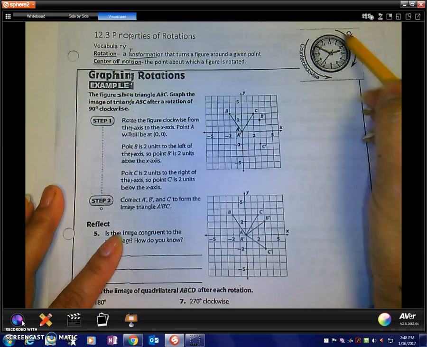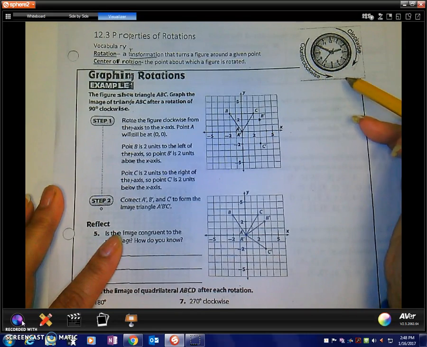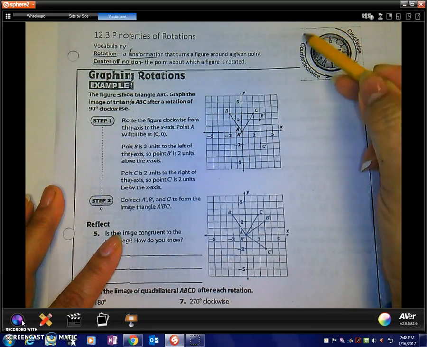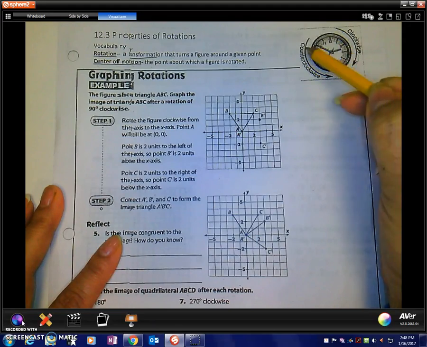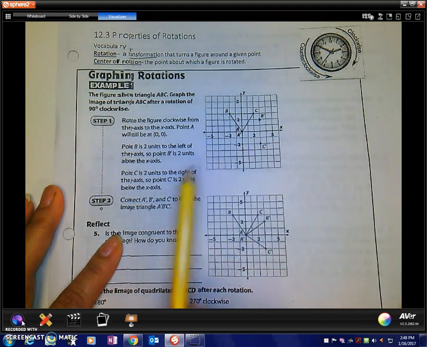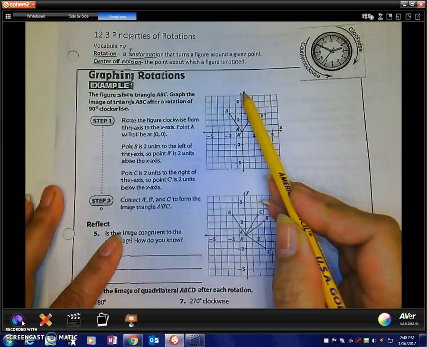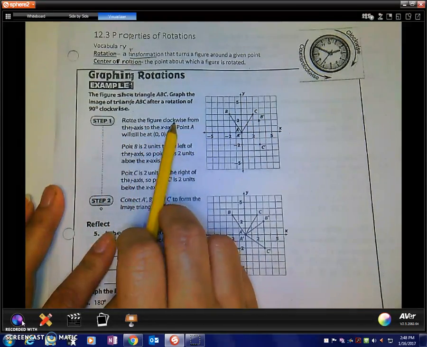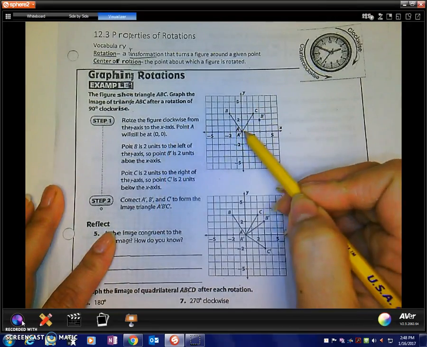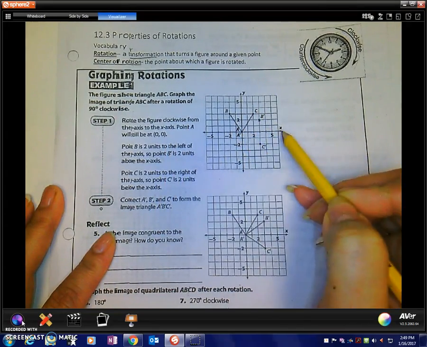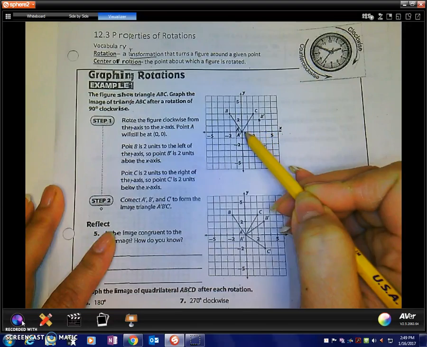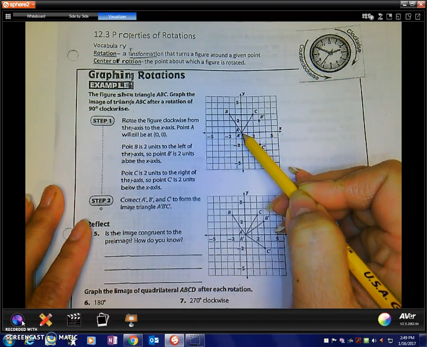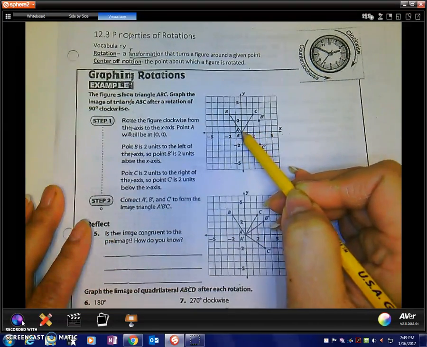So clockwise means this one, from left to right, and counterclockwise means from right to left. So 90 degrees is like one quadrant. Step 1: rotate the figure clockwise from the y-axis to the x-axis. Point A will still be at (0, 0).